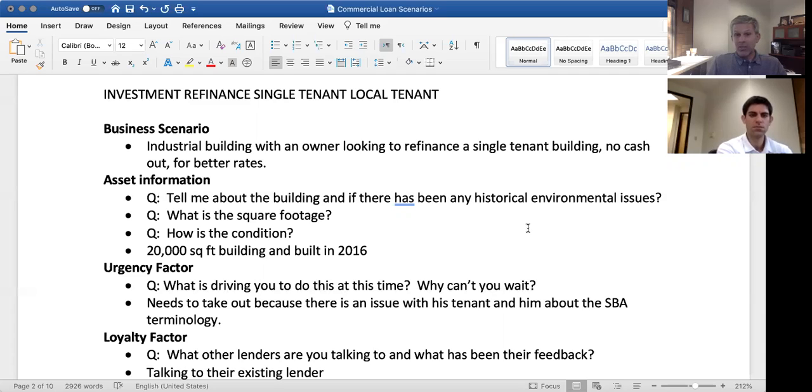What's the condition of the building? In this particular case, it was a 20,000 square foot building. It was pretty newly built, 2016. So we're not worried about environmental issues and some other things, because they had to have gotten a phase one if they built a new building. And so we were comfortable with collateral, no issues there.